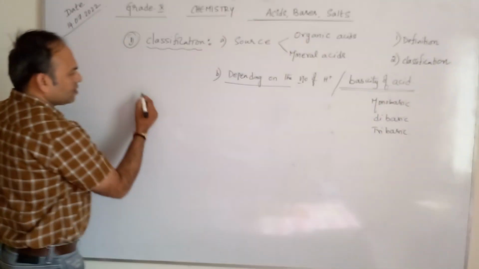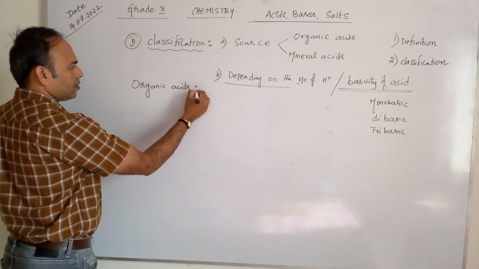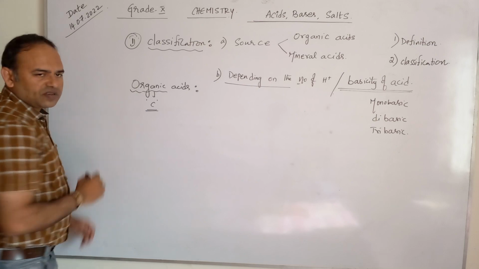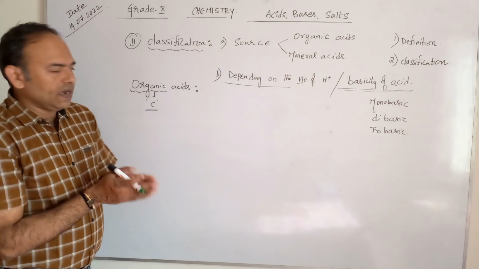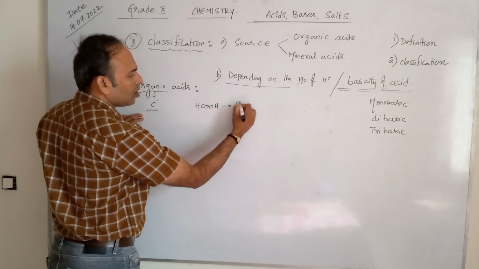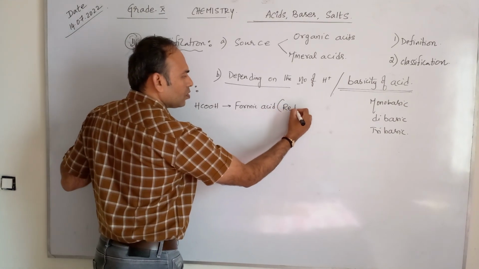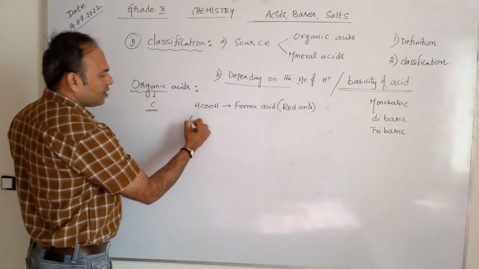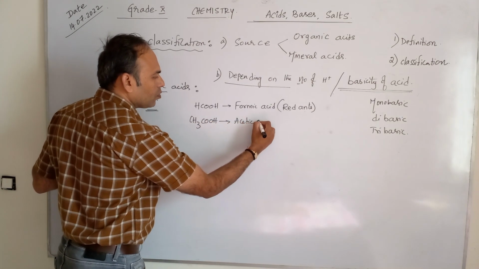First one, organic acids. What does this organic indicate? Organic chemistry deals with the study of carbon compounds, that we know. So which is present in plants or animals in general. So if at all I'll take HCOOH, this is called as formic acid. Formica, red ants. So this acid is present in red ants, organic acid. Second one is CH3COOH, nothing but acetic acid, vinegar.